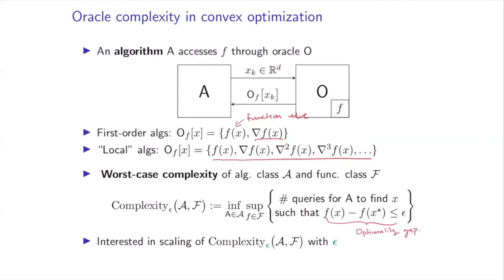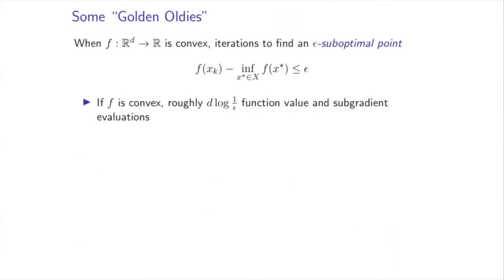And then we're interested in the scaling of this complexity measure with epsilon. So how fast does this go to 0, or I guess grow, as epsilon gets small? How many iterations is it going to take as we have to get more and more accuracy? There are some results that many of you may be familiar with if you've spent a lot of time in optimization.